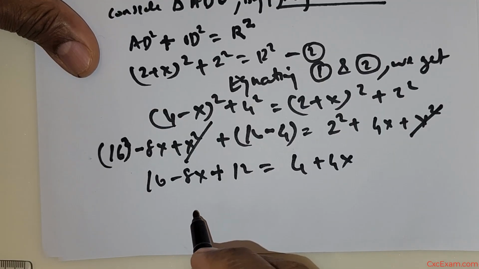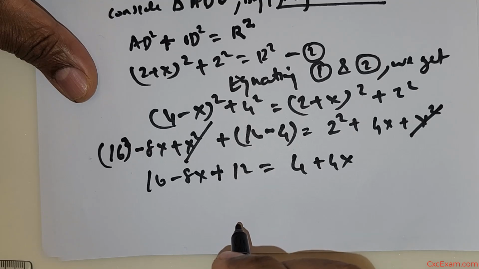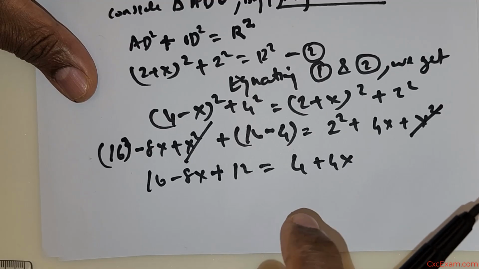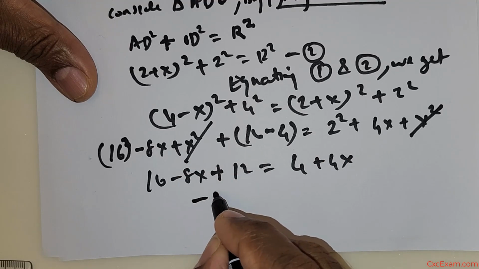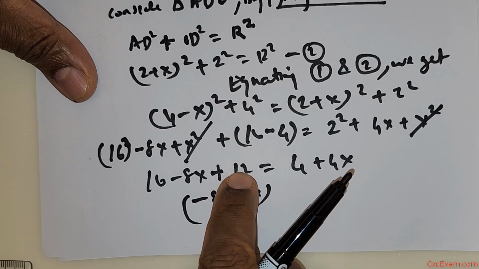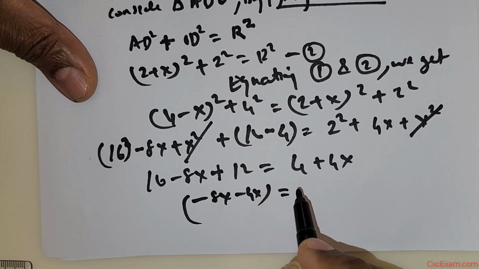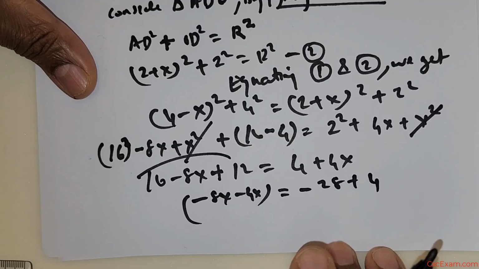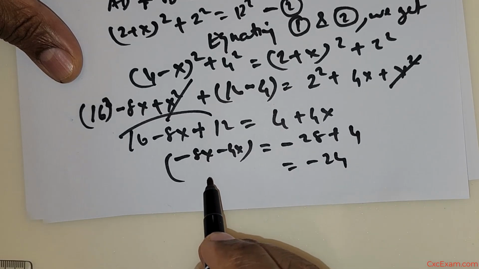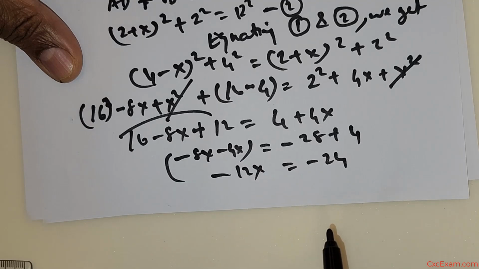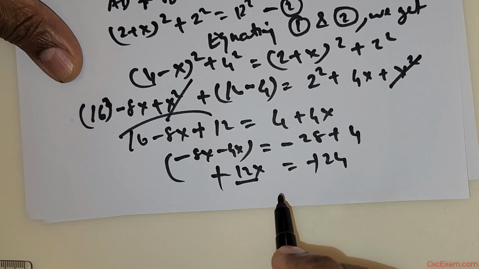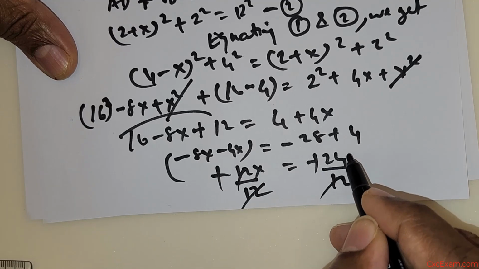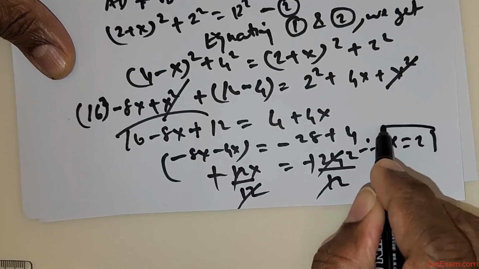So you can move everything to this side. I will keep the constant on the right hand side. If you move 4x to this side, you get minus 8x minus 4x. 12 added with 16, that's 28. 28 will come to the other end. So it's going to be minus 28 plus 4, so minus 24. And this is going to give me minus 12x. Two negatives get cancelled, giving us positive. I divide by 12, x will give me a value of 2 units.